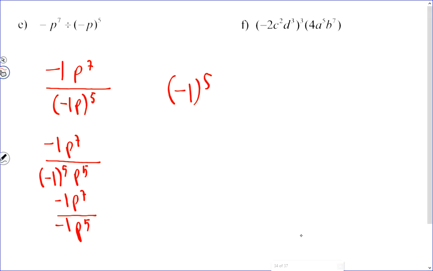The negative 1 divided by negative 1 is 1, so we don't need to write anything. P to the 7 over p to the 5 is p squared by subtracting the exponents.